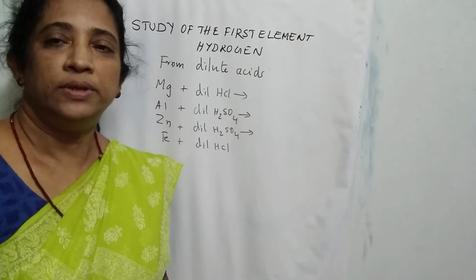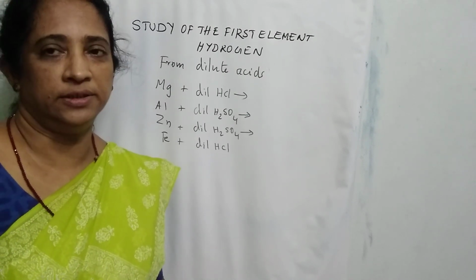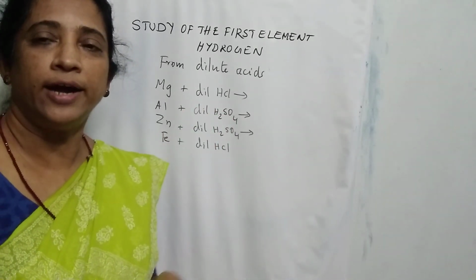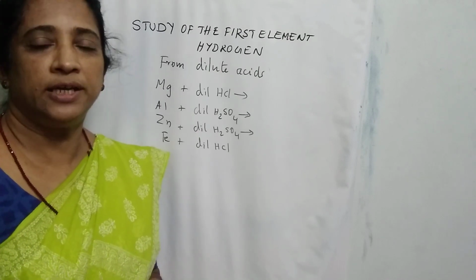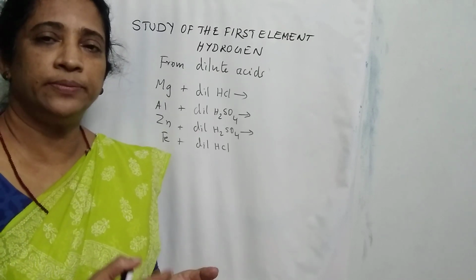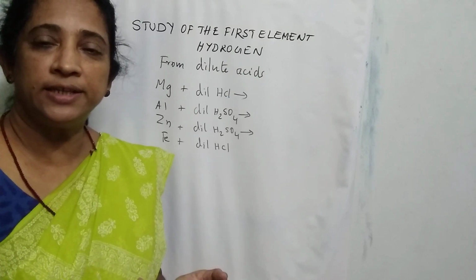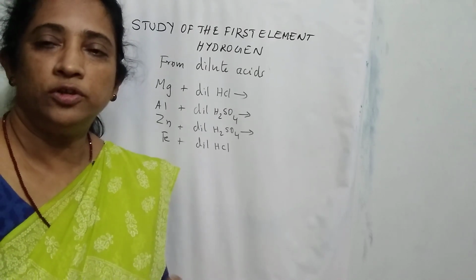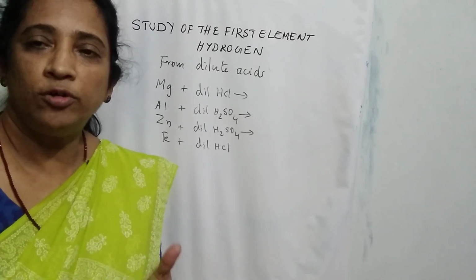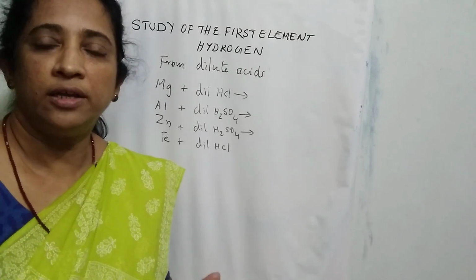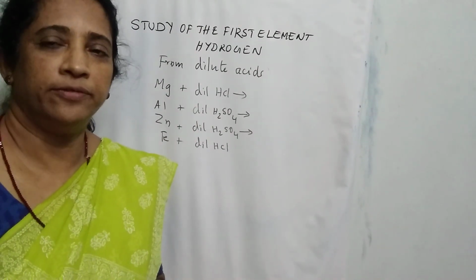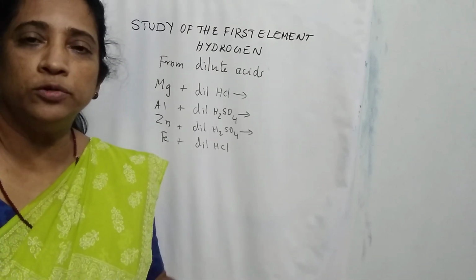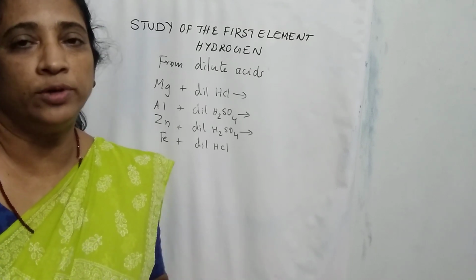Next, the method of preparation of hydrogen from dilute acids. Dilute hydrochloric acid and dilute sulfuric acid react with sodium, potassium and calcium, and the reaction is vigorous and a large amount of hydrogen is obtained. So the reaction is practically not feasible and the reaction is explosive. So sodium, potassium and calcium are not used to prepare hydrogen from dilute acids.